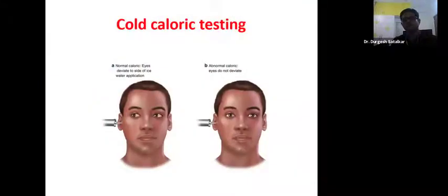Then the other test is the vestibulo-ocular test, called the cold caloric test. We put cold saline in one of the ears and irrigate. There will be eye movements, and that also indicates that the brainstem is intact. But you have to take care that before instillation of any cold or warm saline, you check whether the tympanic membrane of the patient is intact or not.